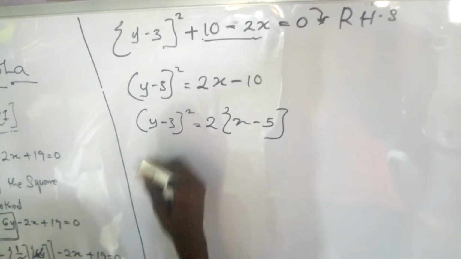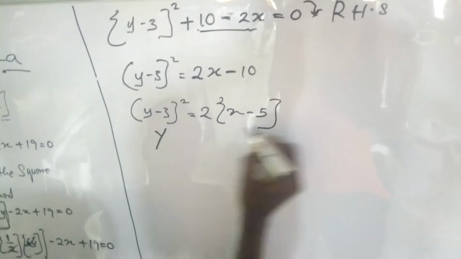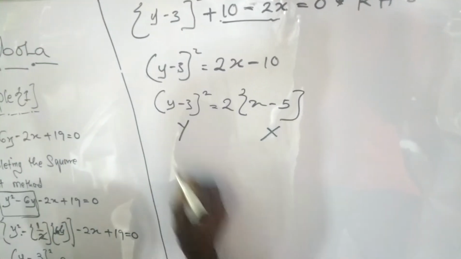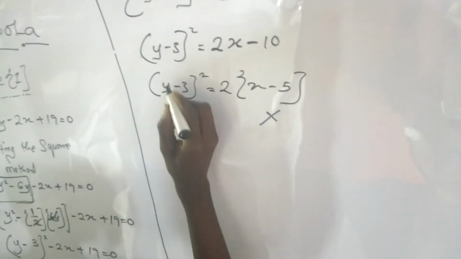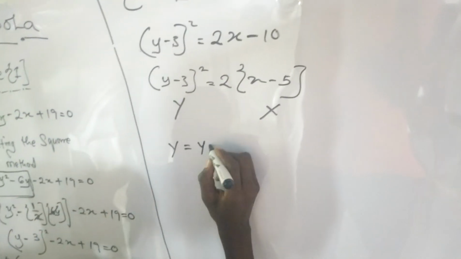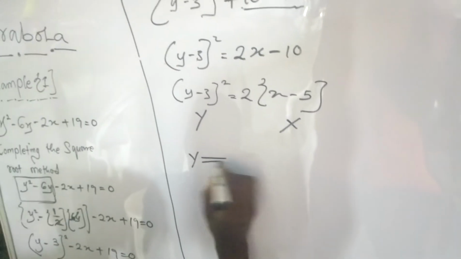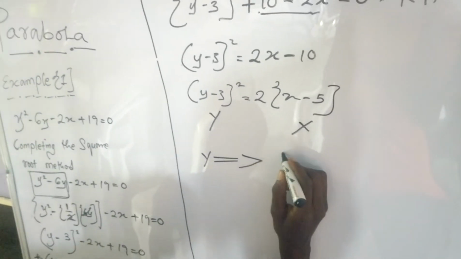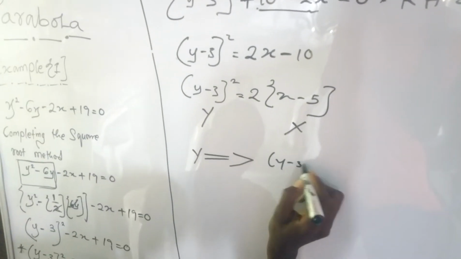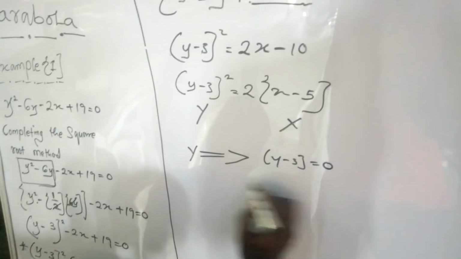Then you have (y − 3) and (x − 5). What are you going to do? Represent this one as your Y, and represent this one as your X. Then your Y is y − 3, and y − 3 = 0. It's also the same thing as y = 3.